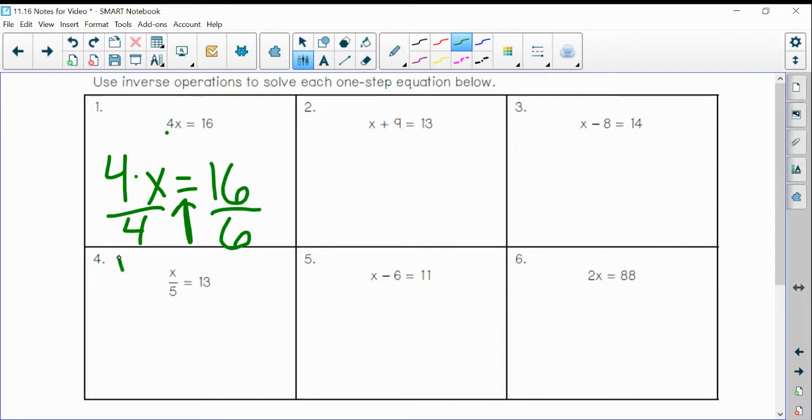So we know 4 divided by 4 is 1. So 1x is equal to 16. And I don't know why I wrote 6. 16 divided by 4. Because I divided by 4 on the left side, I'm going to divide by 4 on the right side. And 16 divided by 4 simply leaves me with 4. And I can drop that 1 and write x is equal to 4.